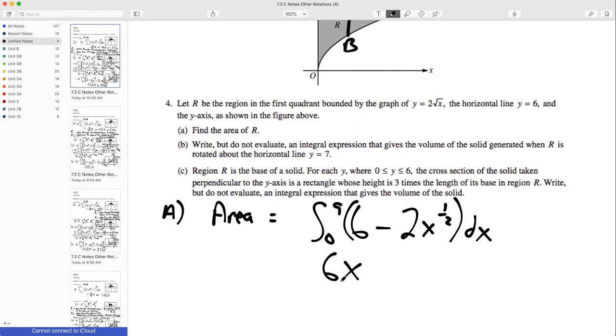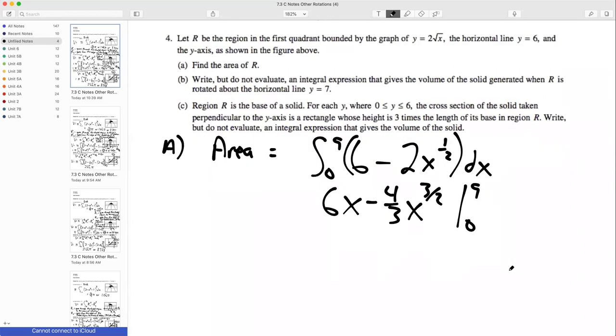On the second one, I'm going to add 1 to the exponent. 1/2 plus 1 gives me 3/2. And then I'm going to divide by that, so I flip and multiply. 2/3 times -2 gives me -4/3. And this is evaluated from 0 to 9. So whenever I plug the 0 in, it's just going to be 0, so I'm not going to worry about that. Although be careful, it's not always 0 if it's a trig function or something else. But I am going to plug in the 9.